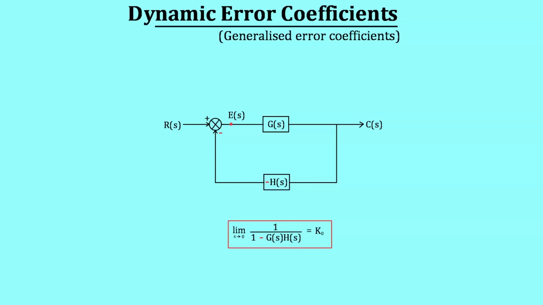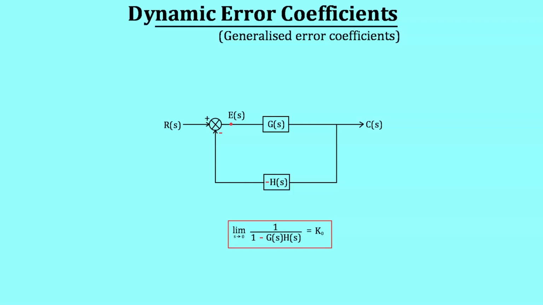The only thing you have to keep in mind now is that wherever you have put the value of feedback function H(s), at all those positions you have to introduce a negative sign also. For example, the dynamic error coefficient k0 will now be equal to the limiting value when s tends to 0 of the expression 1 upon 1 minus G(s) H(s). This negative sign came just because of the function H(s), because in every expression wherever H(s) is present, we have to replace it with negative of H(s). That's why the negative sign came here.